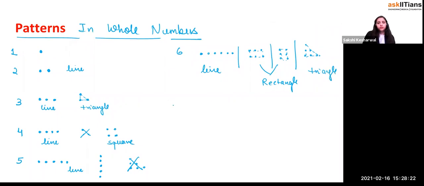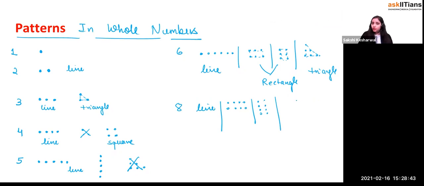So if I would have given you 7, no, I'll take 8. How are you going to make 8? 8 will definitely be a line. How else can you organize it? Can you make this in the form of a rectangle? 1, 2, 3, 4, 1, 2, 3, 4, right? Or you can make this as 1, 2, 3, 4, 1, 2, 3, 4, right? This is a way. Or can you make this in the form of a square? No, this won't be a square. Can you form this as a triangle?